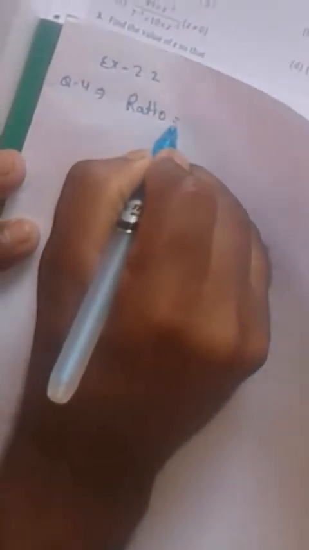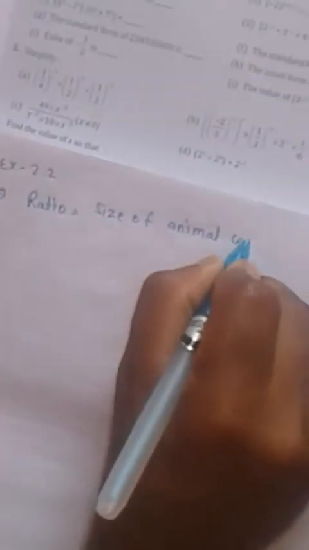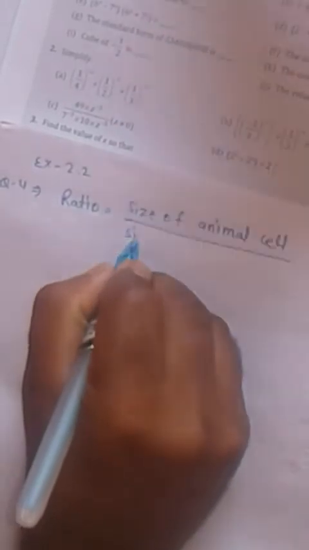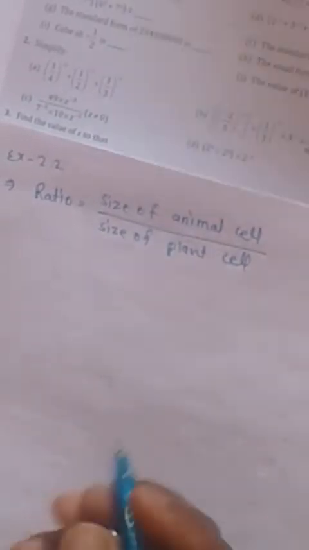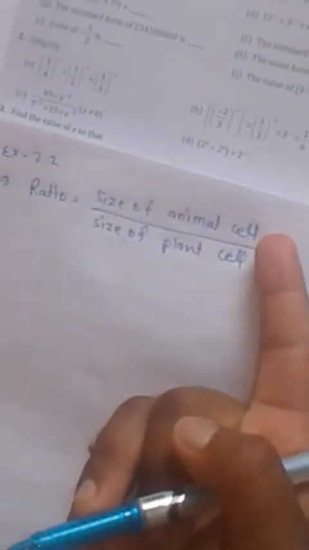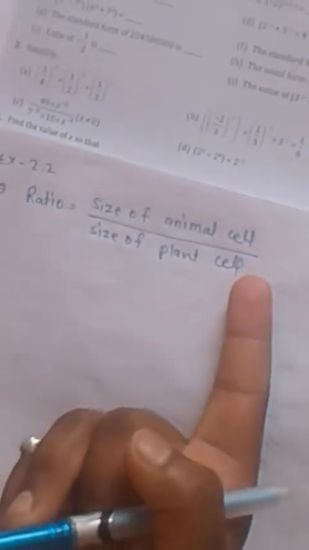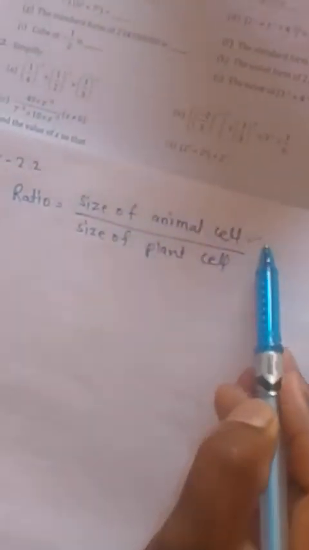So guys, it is a very simple question. To find the ratio, you have to write both values as a fraction. We will write ratio is equal to size of animal cell upon size of plant cell. But remember one thing: whose name is given first, you will write as numerator, and whose name is given later, you will write as denominator. In your question, animal cell is given first, so we will write it as numerator, and plant cell is given later, so we will write it as denominator.